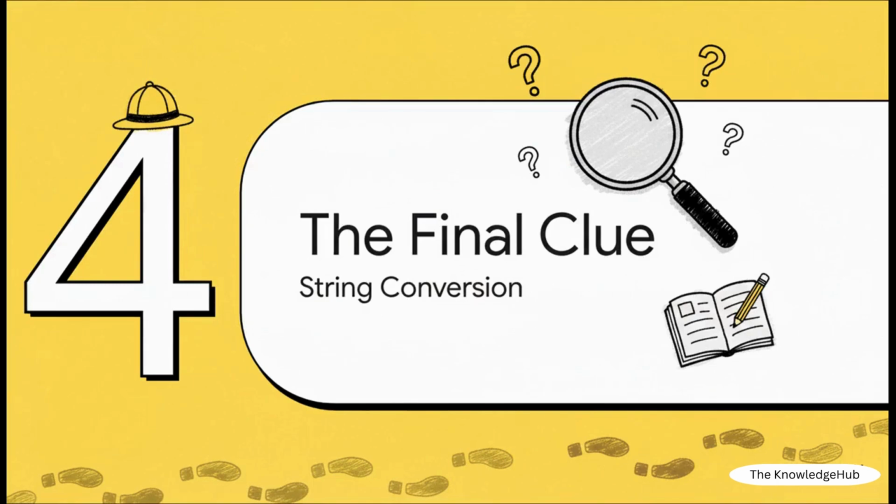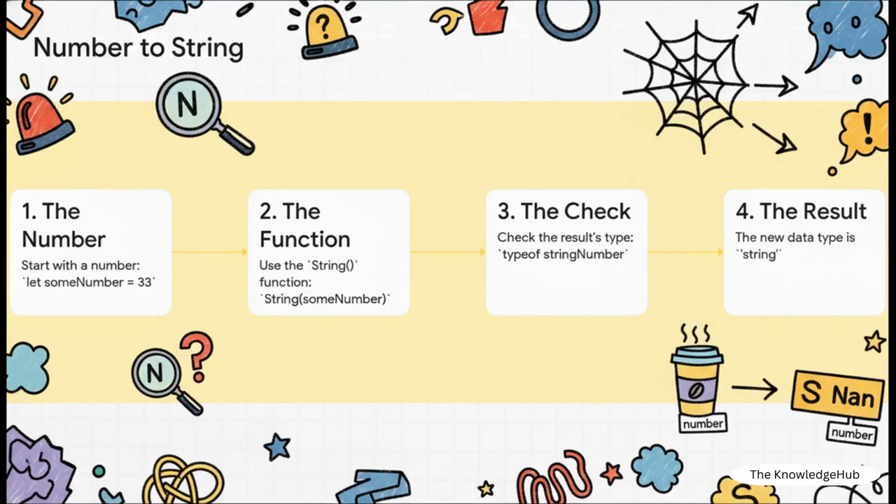Okay, let's move on to our final clue in this investigation. String conversion. And honestly, after all that confusing stuff with numbers and booleans, you'll be happy to hear this part of the case is refreshingly simple. Thankfully, this one works exactly like you'd think it should. You take a number, like 33, you pass it to the String function, you check its type, and, surprise, surprise, the result is string. It just works. No tricks, no weirdness. It's reliable.